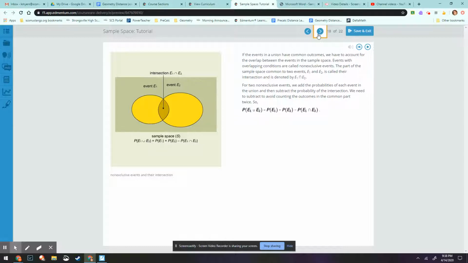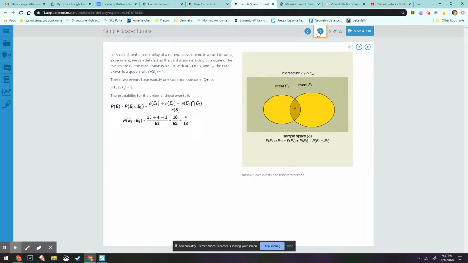Now if you have events that do have some overlap, then those are what we call non-exclusive events. They are not mutually exclusive, so they could both occur. So what you would do is you would add the 2 probabilities, but then you have to subtract where they overlap, because if you just added the 2 probabilities, you'd be double counting everything in here. Okay, so that's what those 2 slides with lots and lots of words say.